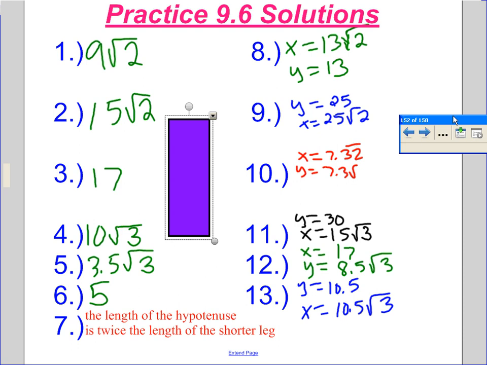What number are you looking at, Neil? Number 10? Oh, there's not a square root. Thank you. 7.3. What did I do here? Let's try this again. Thank you, Neil. Number 10, sorry. 7.3, and then y is 7.3 square root of 2. I think that I erased something this morning and didn't realize it. My fault. Okay, questions besides that mistake, sorry.